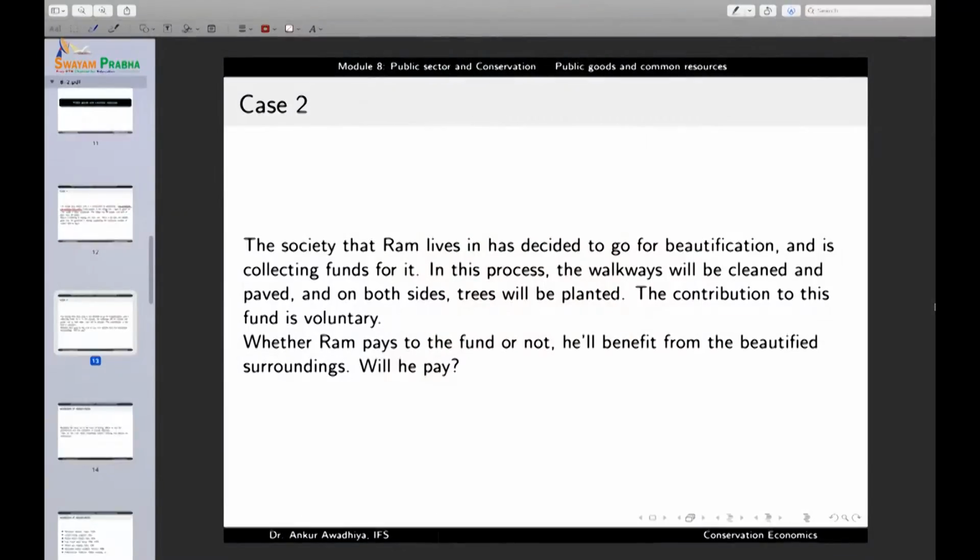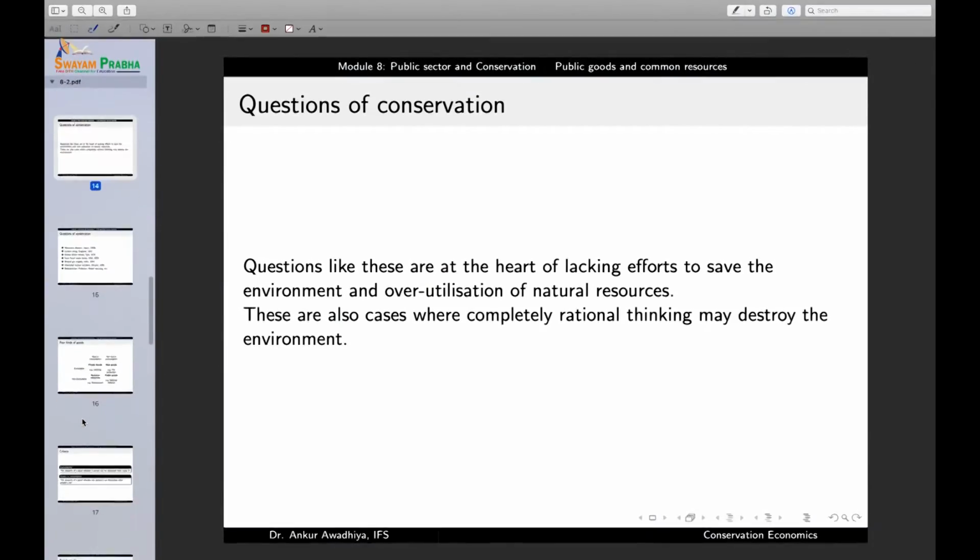And things such as these are known as public goods. And these sorts of things, the public goods and the common resources, are at the heart of lacking efforts to save the environment and overutilization of natural resources. Because when we talk about Ram living in this society, it's very similar to saving the environment. If we conserve the tigers, if we conserve our forest, we are all going to reap the benefits. So everybody is going to have the benefits of biodiversity. But when it comes to payment, nobody wants to pay for these.